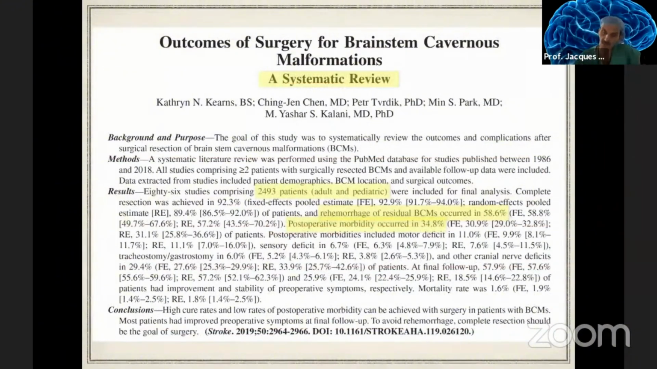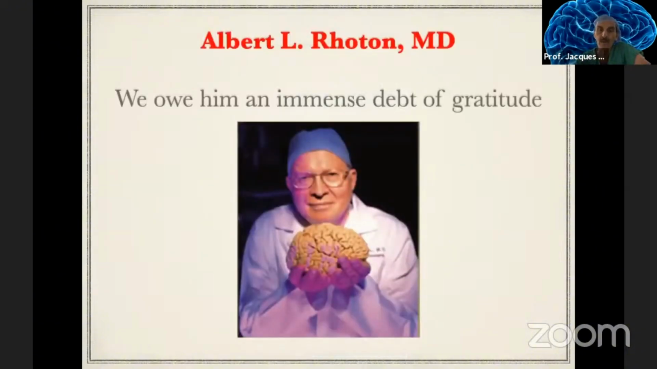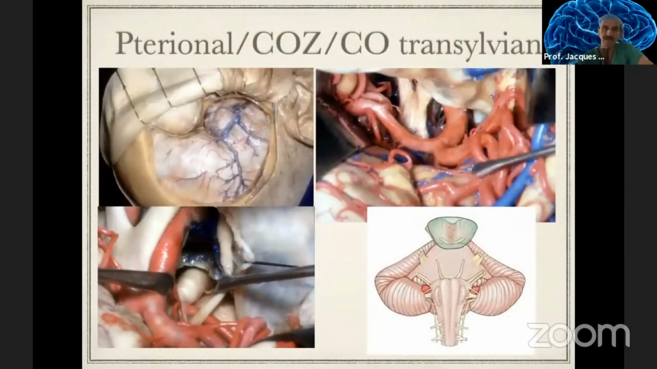A meta-analysis of some of the world literature of more than 2,000 cases gives a very similar summary of results. It is clearly not an easy surgery. The main thing is decision-making and executing properly based on those 4 steps I mentioned earlier. So we owe Rhoton an immense debt of gratitude for anatomy. I'm going to use his anatomy to tell you how I would approach different lesions.